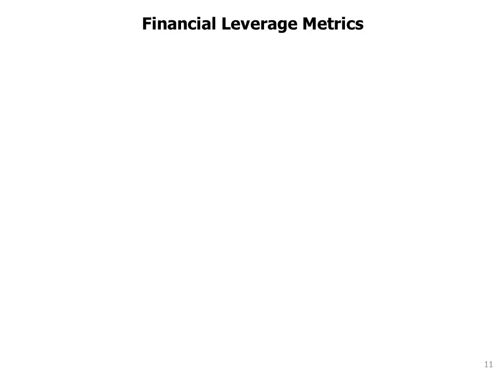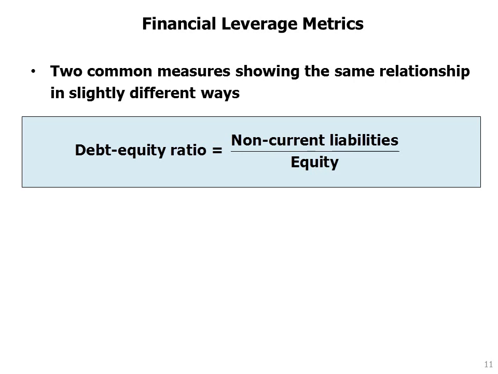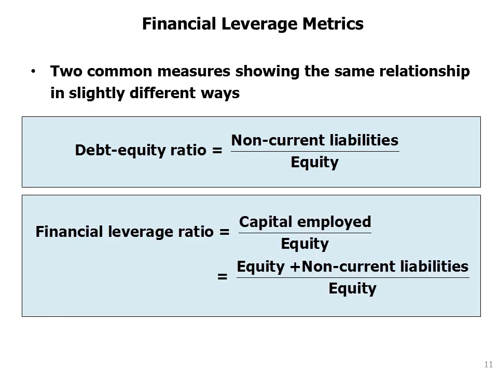And the two metrics which are commonly used are the debt-equity ratio, which you'll often see referred to in newspapers such as the Financial Times. This is the ratio of non-current liabilities to equity. And also the financial leverage ratio, which is defined as capital employed divided by equity. This looks at how much of the capital employed is funded from equity. Of course, we can define capital employed as equity plus non-current liabilities, so this is also equal to equity plus non-current liabilities divided by equity. These two are different ways of illustrating the same underlying leverage relationship.